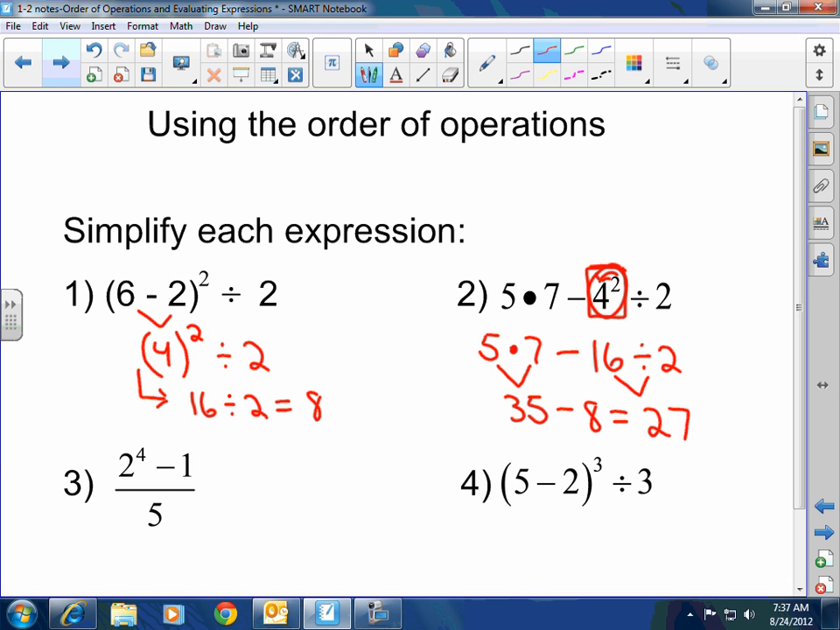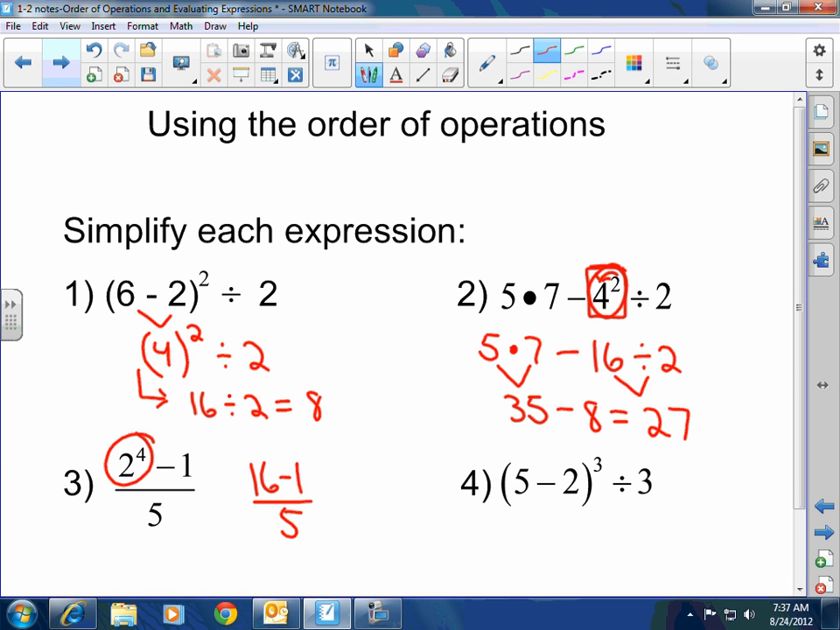Okay, number 3. I have 2 to the 4th power minus 1 over 5. Well, we're going to first work with the exponents because I don't have any parentheses. So I'm going to have 2, 4, 8, 16 minus 1 over 5. Now, I did this example on purpose. A lot of times people get confused with what to do here.